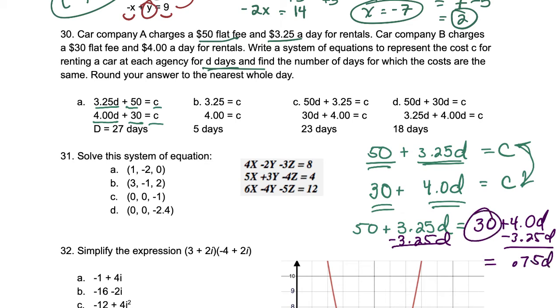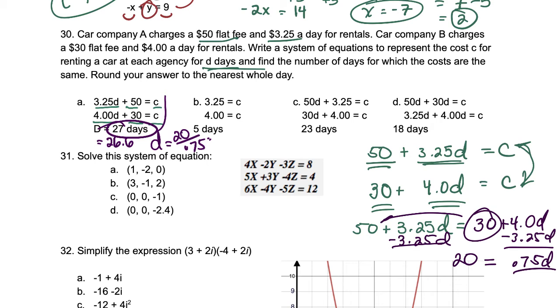And then if you move this 30 over to here, you'd subtract, and that's 20. So D is going to be equal to 20 divided by 0.75. On my calculator, it says 26.6 days. Round it to the nearest whole day, so 27 days. So there it is, but once again, once we found that equation, we were pretty much set.